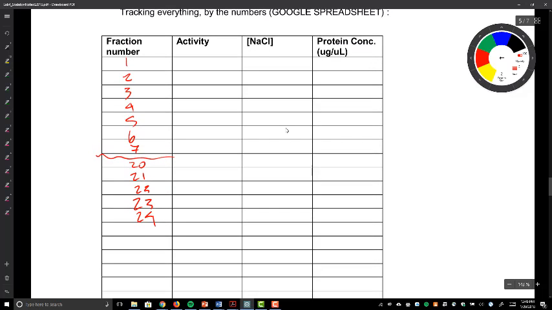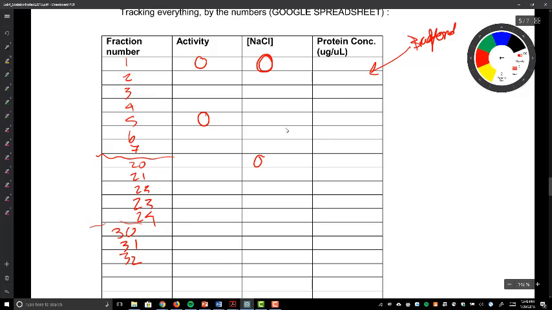In the second column, you'll track your activity. So in theory, all of your activity in those early fractions is going to be 0. And then maybe once you get into your wash, your protein concentration will be, your NaCl will also be 0, and then you can backtrack with the Bradford assay to fill that in later.